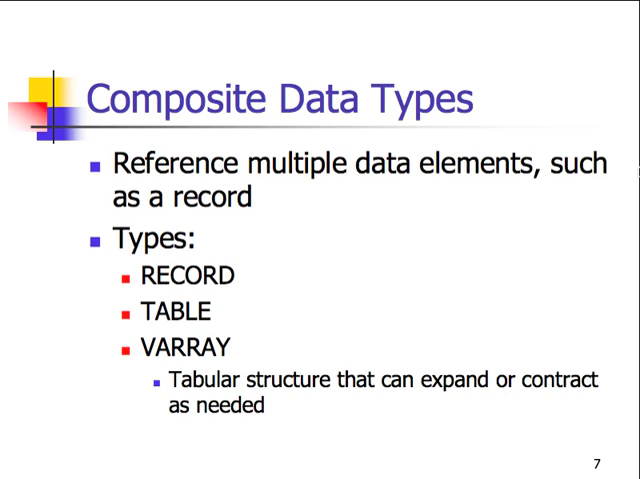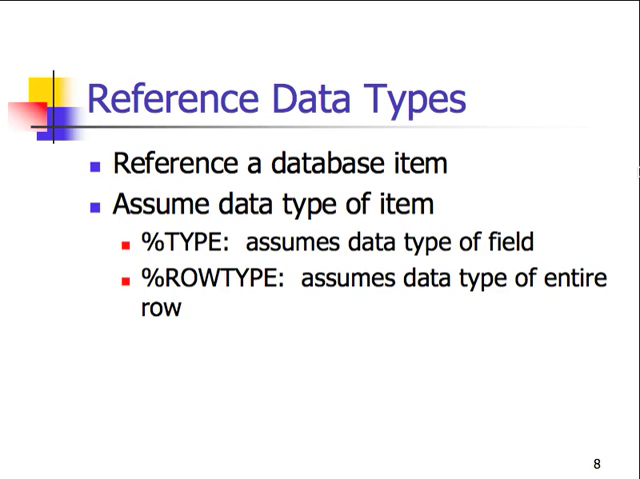You're going to have 5 rows back, 10 rows back? You don't know. We also have reference data types. Those are referencing a database item. What does that mean? Assuming the data type of an item, we can say, if we don't know the data type of the particular item that's in a row, we can reference it in the database, in Oracle, in each one of the tables. We don't have to run a query on it.